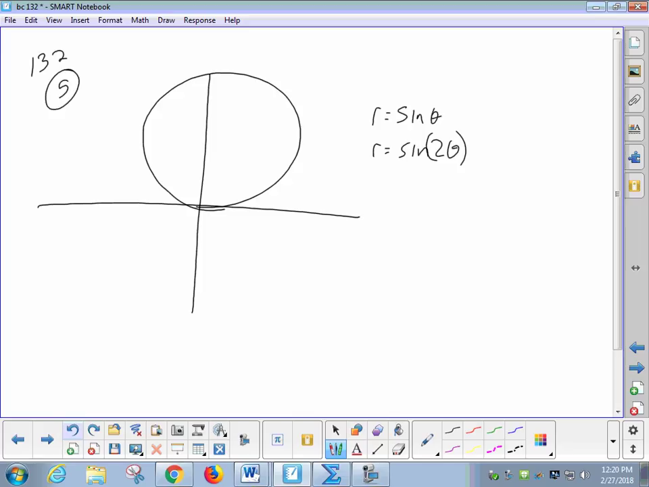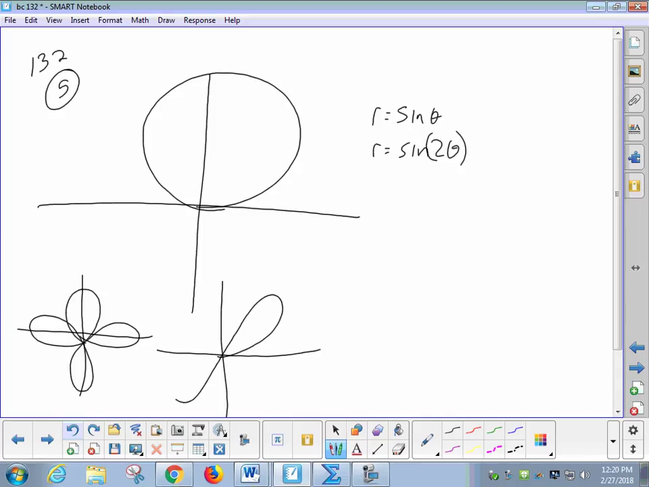Sine of 2 theta, what kind of graph is it? A rose, lemniscate, a circle? It is a rose with how many petals? 4. Symmetry at the y-axis. You could get symmetry at the y-axis 2 ways. Is it this? Or is it this? It's that one, yeah. Okay, so it's this one.